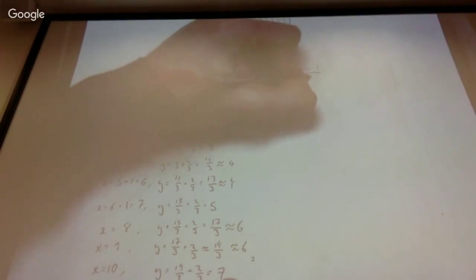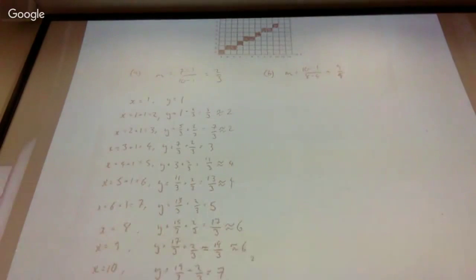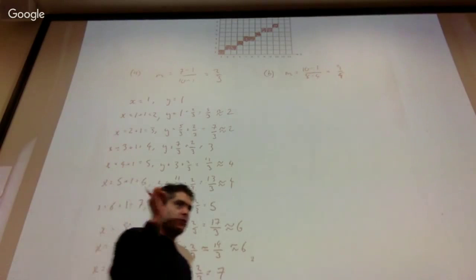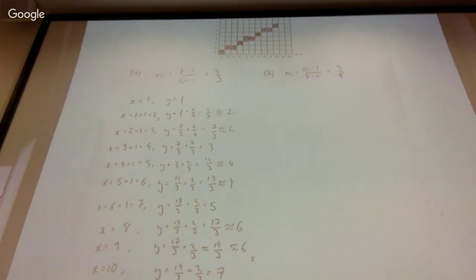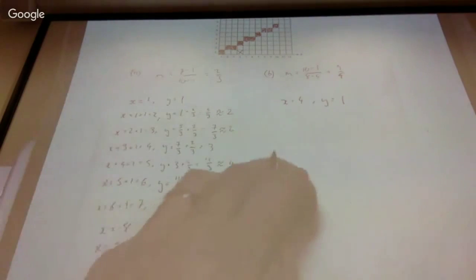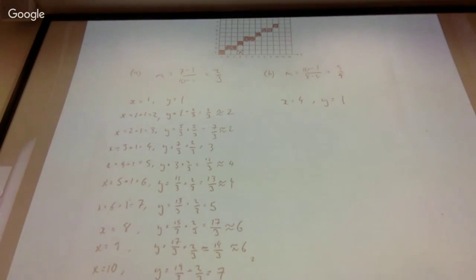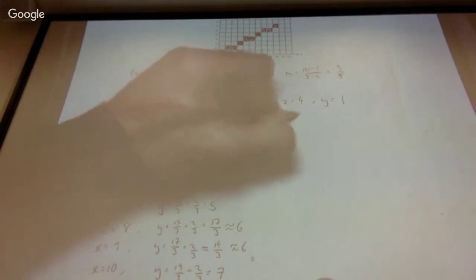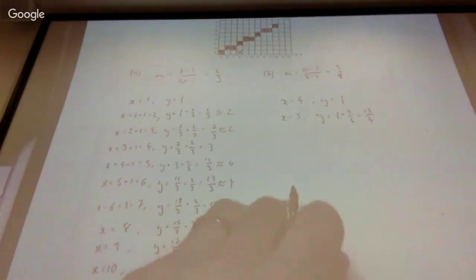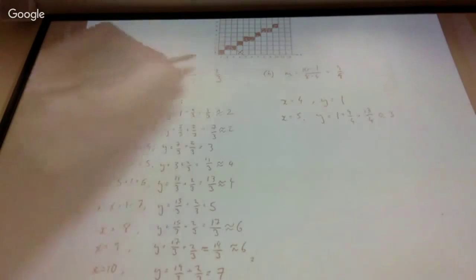10 minus 1, 8 minus 4. 9 over 4. If you've got more than one colour of pen or pencil or what have you, I'd suggest you do the second one in a different colour. I haven't, so I'm just going to use crosses or something like that. Okay, so we're starting off at 4, 1. So I'm going to use a cross, just so it's different for the second line. So my next X coordinate is 5, my next Y coordinate is 1 plus 9 over 4, it's 13 over 4, which is roughly equal to 3. So 5, 3 there.